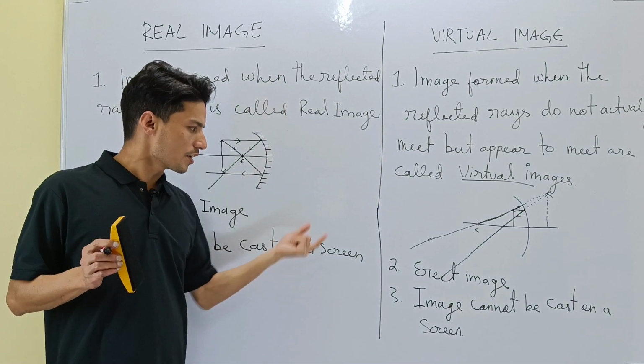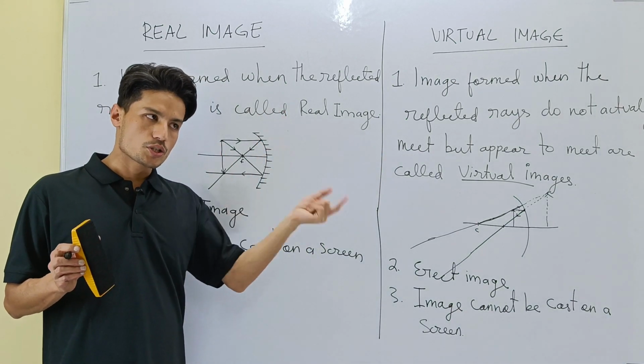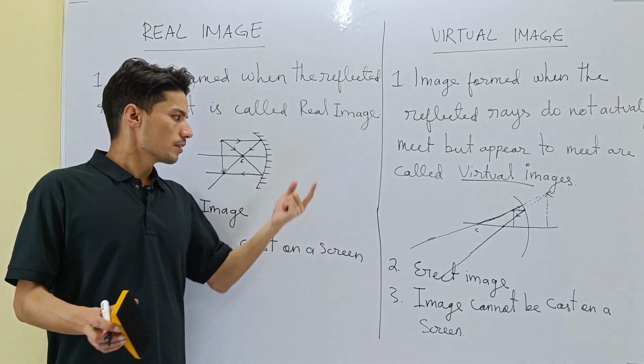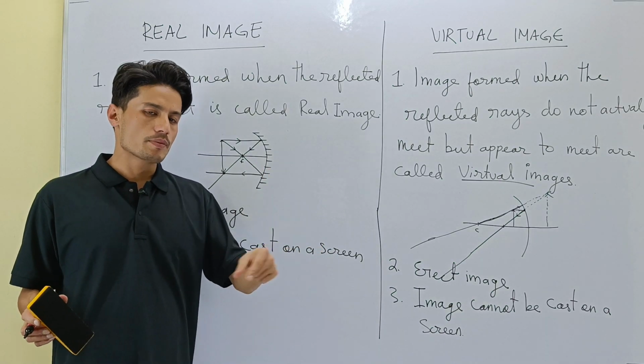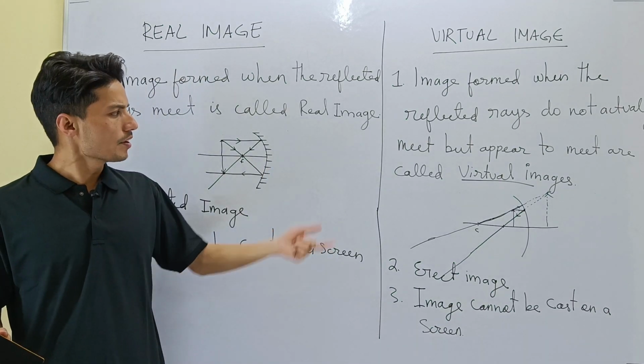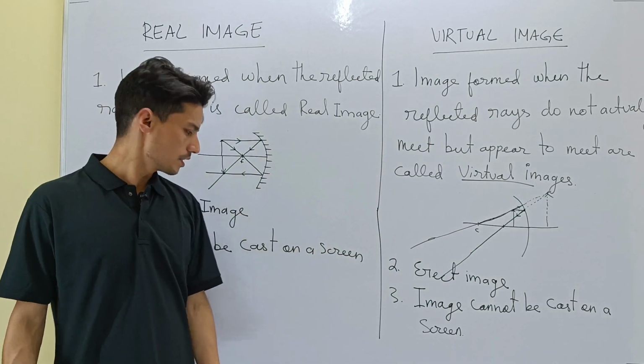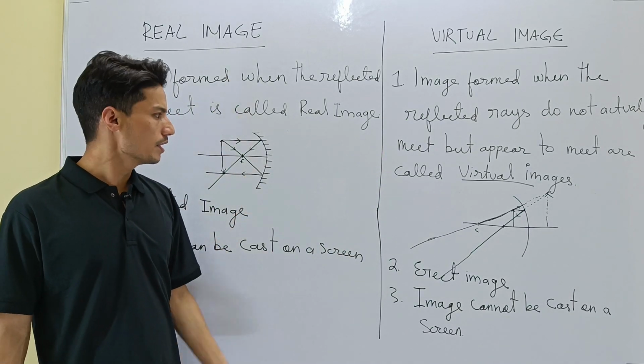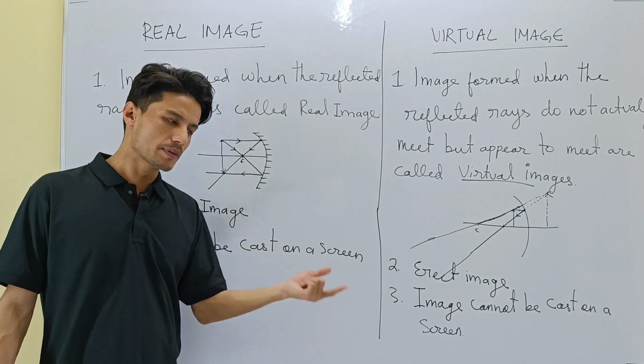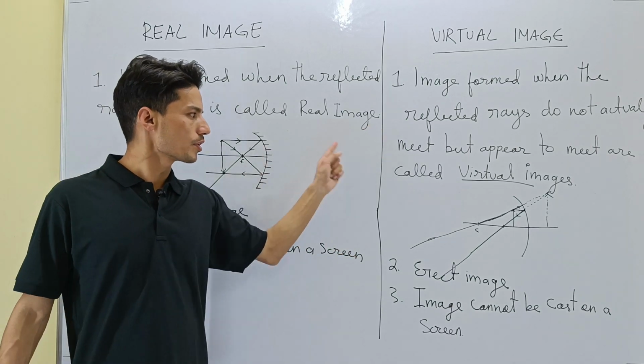This is the criteria. Always judge your answer. If a question asks you to decide whether the image is a real image or a virtual image, you have to come to the conclusion using these criteria. So these 3 criteria are very important for your syllabus, for your lessons. The first point is very important.